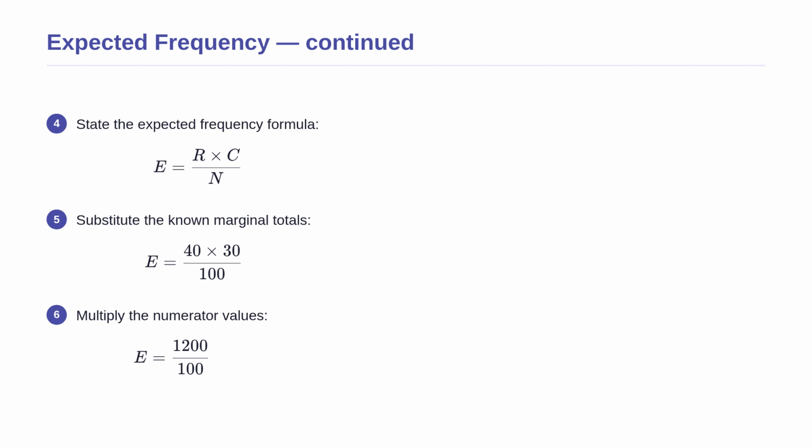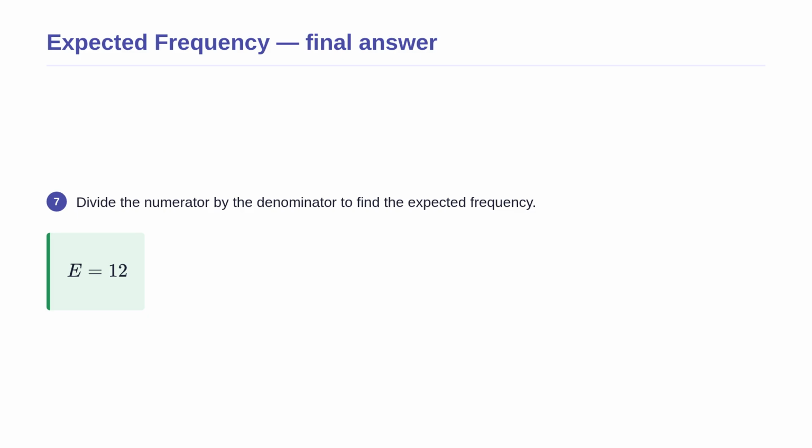Next, we perform the multiplication step in the numerator. Multiplying 40 by 30 gives us 1200. This intermediate number represents the unscaled cross product of our two marginal totals. For our final step, we simply divide the numerator by the denominator. Dividing 1200 by 100 gives us exactly 12. This is our final answer.